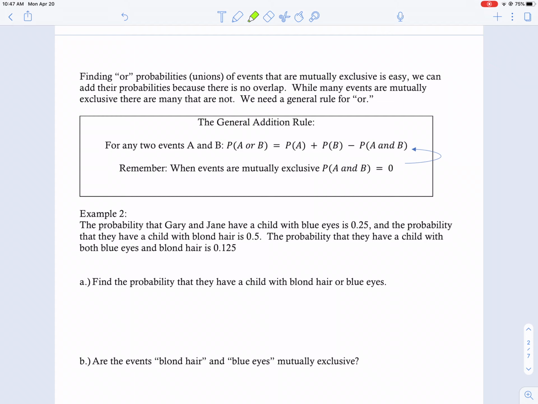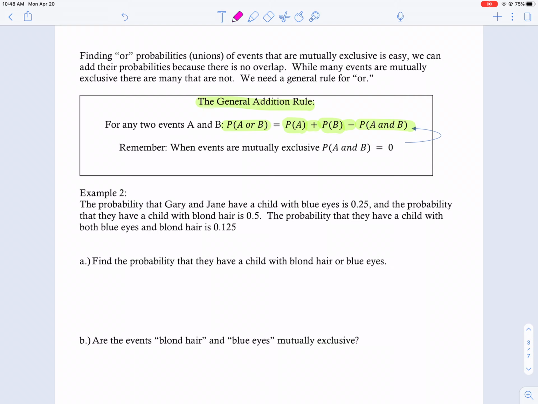So when you're finding the probabilities of unions, or probabilities, you are going to have this little overlap, okay? So here is your rule. The general addition rule is to find any two events, A and B. To find the probability of A or B, it's going to be the probability of A plus the probability of B minus the probability of A and B. So remember, when events are mutually exclusive, the probability of A and B is 0.